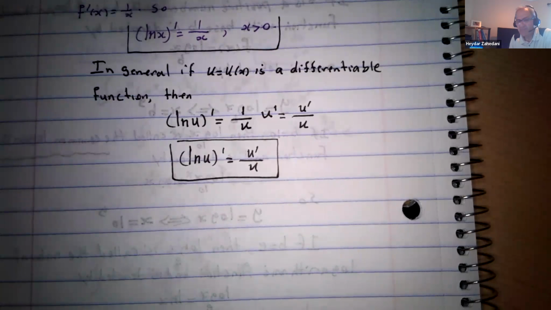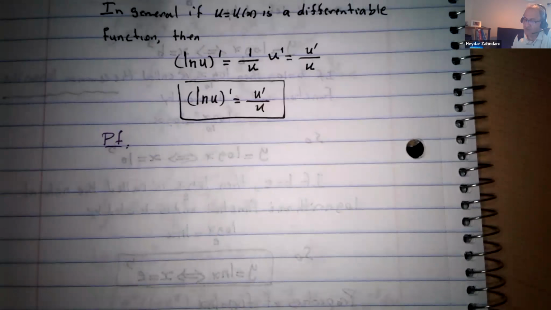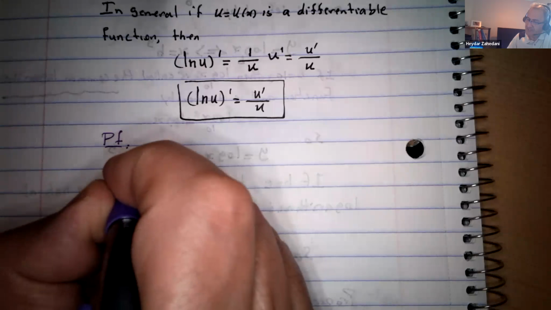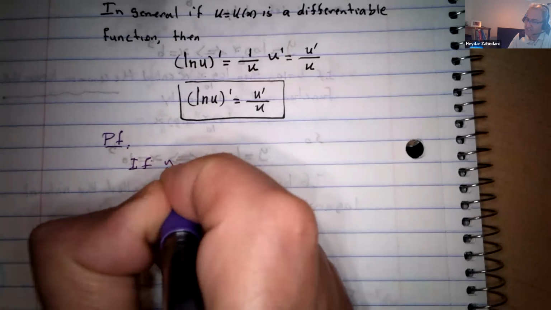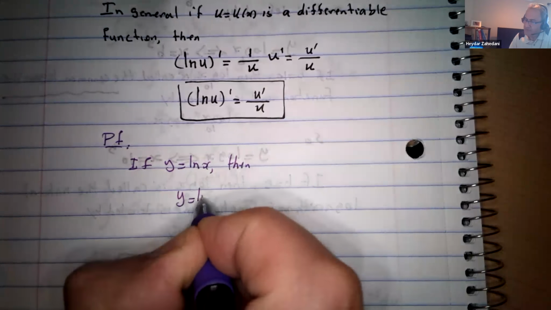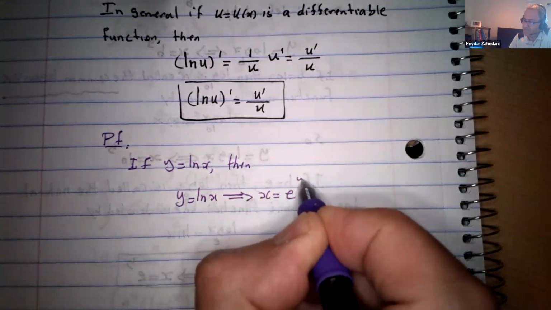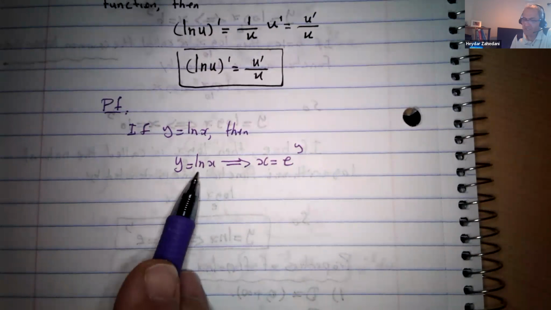I'm going to give you a proof because the way your book proves it in section 6.4 prime, they just use the idea of the integral, but it can be done really easily. Just for your information, to see how easy it is to prove this derivative. Look at this one. If y is equal to ln x, then by definition, y is ln x means x is e to the y, because the base is e.